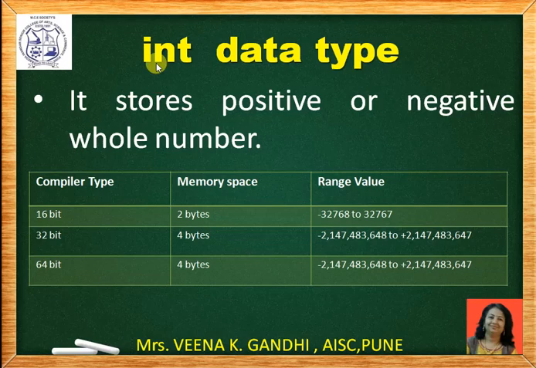Next type is the int type. It stores the integer data. It stores positive or negative whole numbers. Under a 16-bit compiler, it occupies 2 bytes of memory. Under 32-bit or 64-bit, it occupies 4 bytes. These are the permissible values to store the integer values under 16-bit and under 32-bit. Under 16-bit, it stores the value minus 2 raised to 15 to 2 raised to 15 minus 1. Like that.